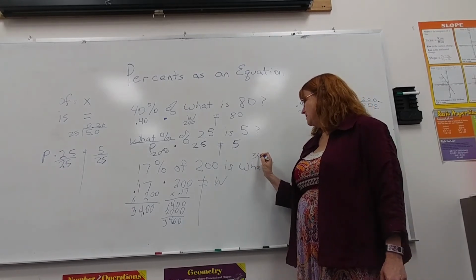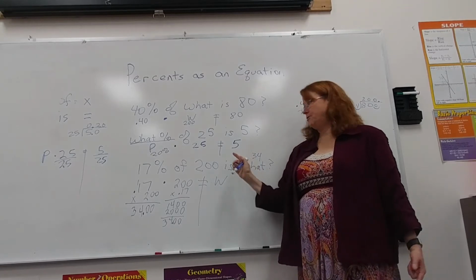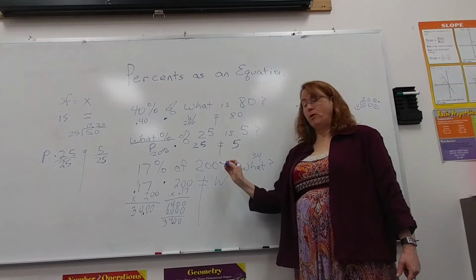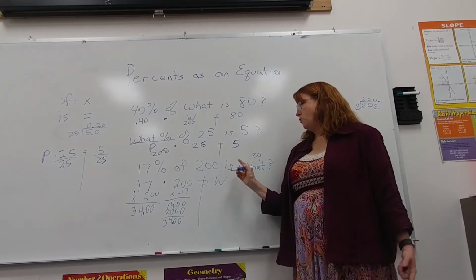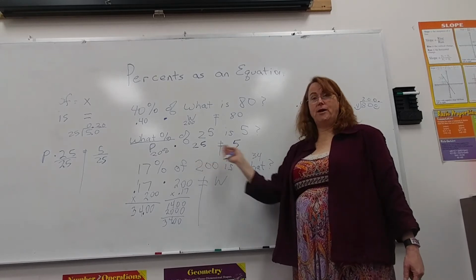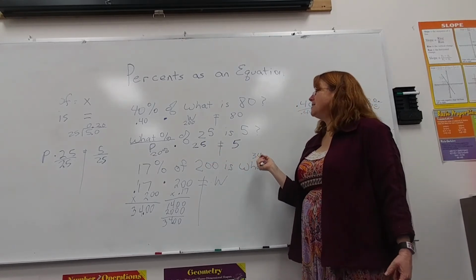Does that make sense? 17% of 200. 10% of 200 would be 20, because we just move our decimal point one place for 10. 20% would make it 40, and 17 is between 10 and 20, so it does make sense. So that is percents as an equation.